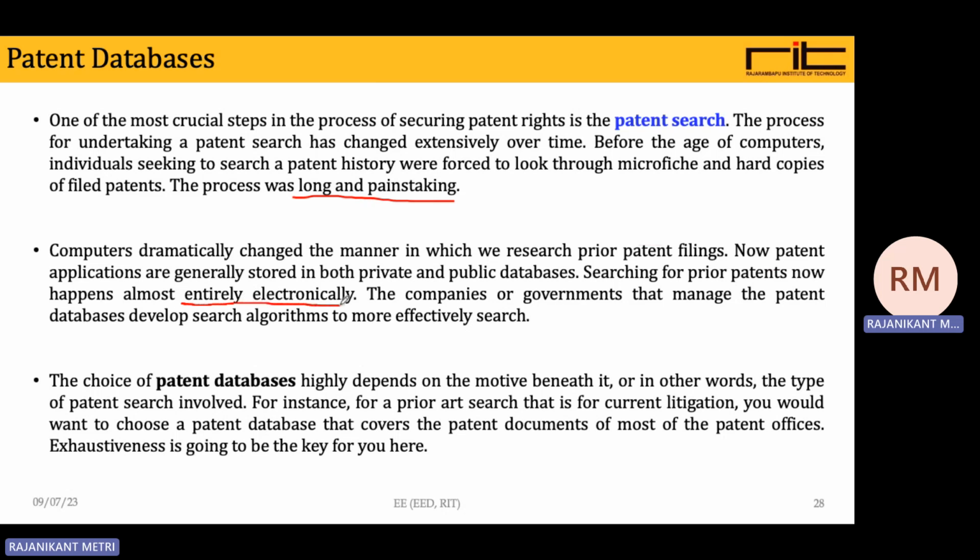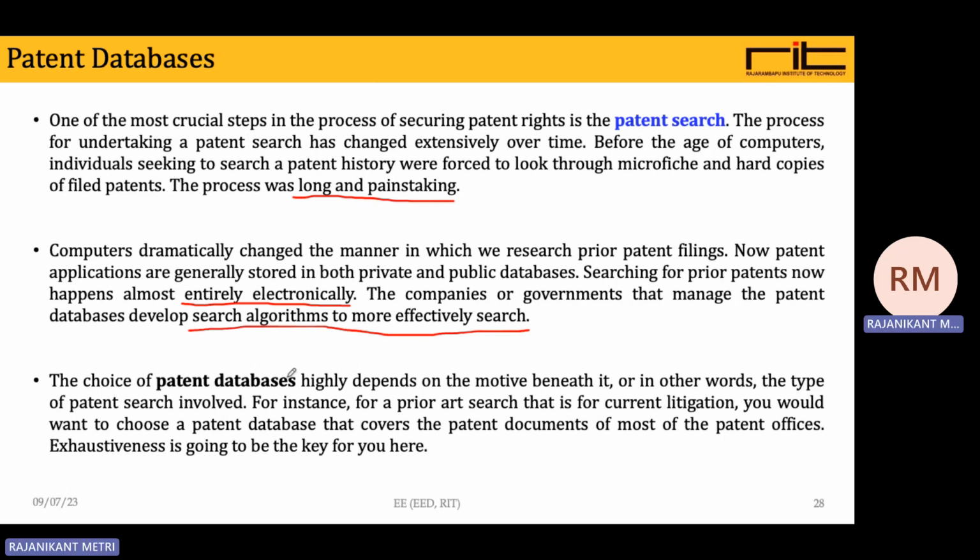So entirely electronically. The companies or governments that manage the patent database develop search algorithms to search more effectively. So if someone applies for a patent, to identify whether such work or invention is already carried out or not, such algorithms and patent databases are available, and one can easily and effectively search those previous databases and then come to a conclusion. This is beneficial for the evaluators.